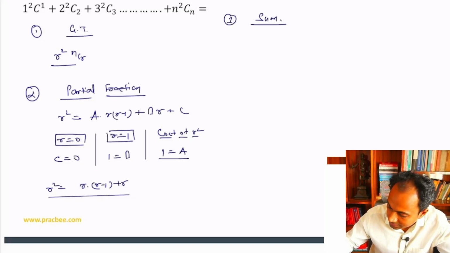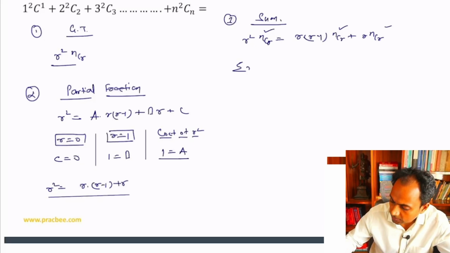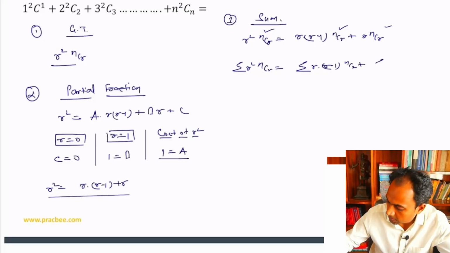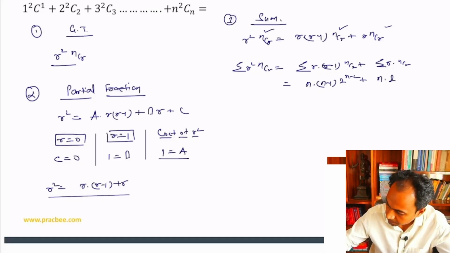So what we can write is, if we are writing r square nCr, this will become r into r minus 1 nCr plus r nCr. You have multiplied nCr on both the sides. And then if I put a summation, that is summation of r square nCr, this will become summation of r into r minus 1 nCr plus summation of r nCr. Answer of this question becomes n into n minus 1 into 2 raised to the power n minus 2 plus n into 2 raised to the power n minus 1.